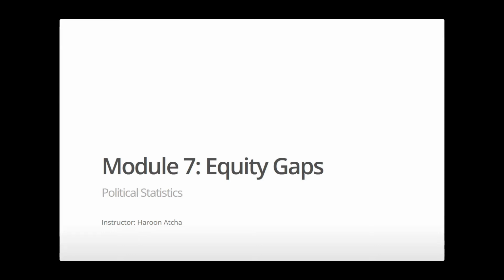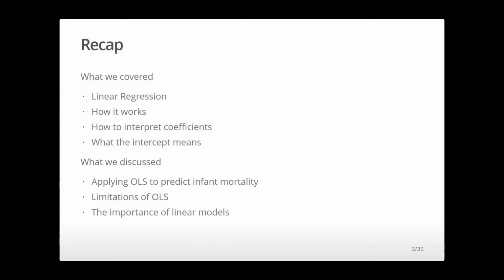Welcome to Module 7 of Political Statistics. In the last module, we explored linear regression. We covered how OLS works on a conceptual level, learned how to interpret coefficients and the intercept, looked at the limitations of regression modeling, and applied it to the case of global infant mortality.